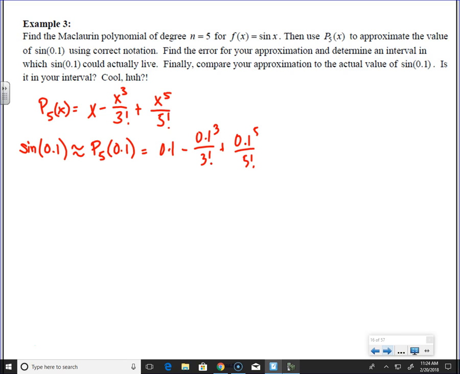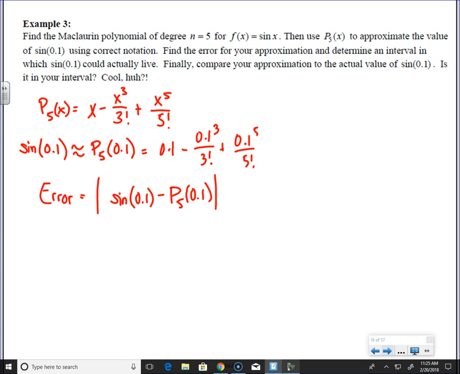Find the error for your approximation. What does that mean? The difference between the actual and the approximation. Does that make sense notation-wise? When we were doing the alternating series estimation, remember we'd have the actual sum. In this case, we have the actual sine of 0.1 minus the approximation that we can find from the 5th degree Maclaurin polynomial.